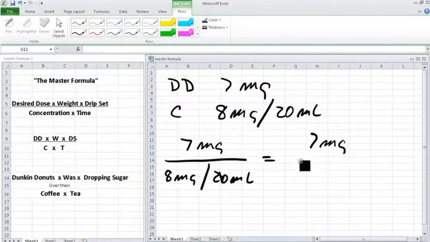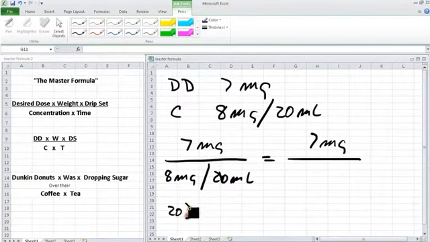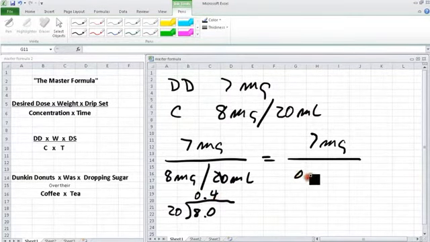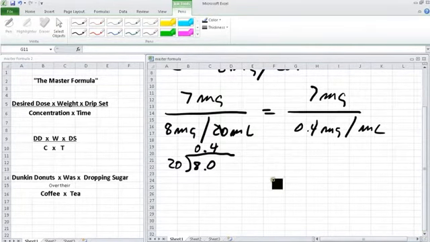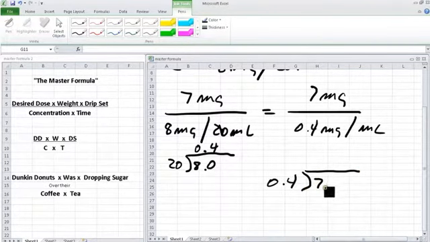In this case, we want to divide 20 into 8. I'll do that over here. 20 doesn't go into 8. That's 0. But 20 does go into 80. It goes 4 times. So we have 0.4 milligrams per milliliter. Now in the next part of the calculation, we want to divide 0.4 into 7. Let me write that down here. The 0.4 divided into the 7.